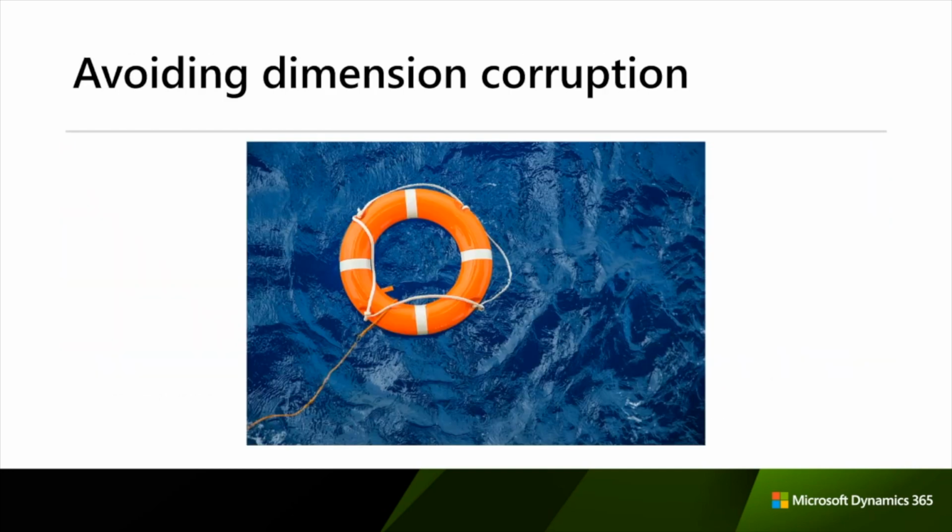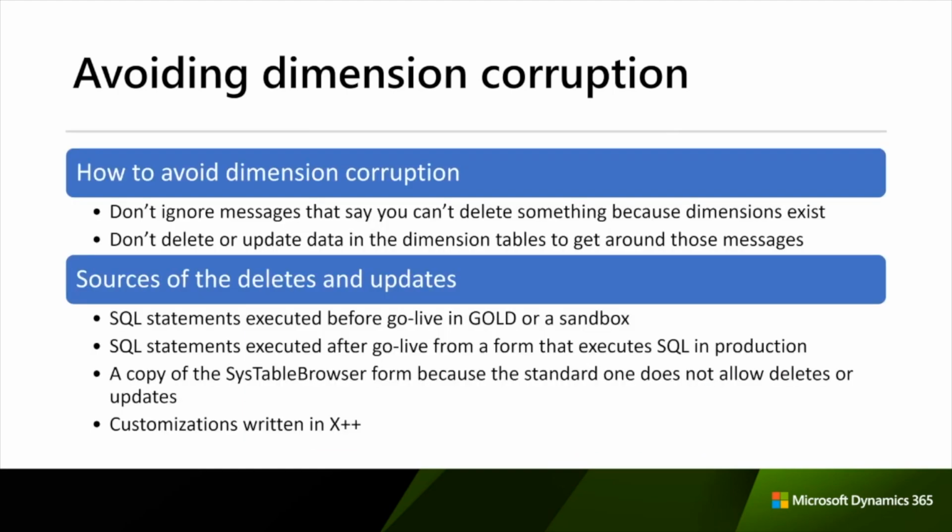So let's talk a little bit more about avoiding corruption in your dimensions. The first thing is to not ignore messages on the forms or the UI that say you can't delete something because a dimension exists. The very common one is financial dimensions. A financial dimension gets created and it's decided that it's not needed. There's no way to delete them, and you shouldn't delete it. You can rename it to put it at the bottom of the list.